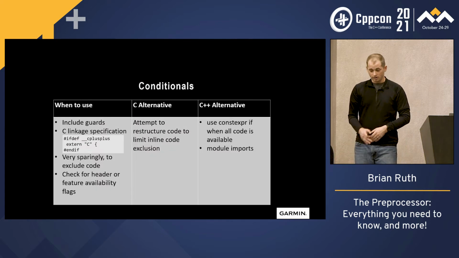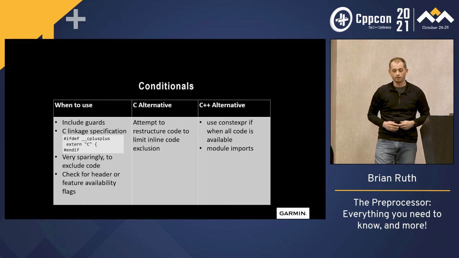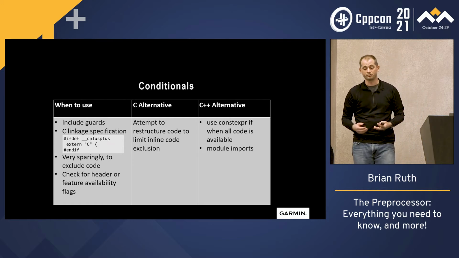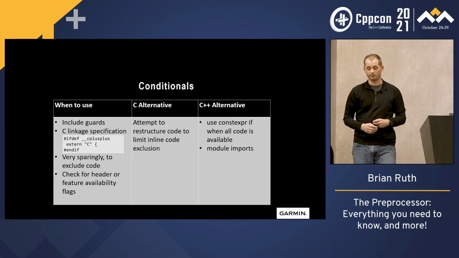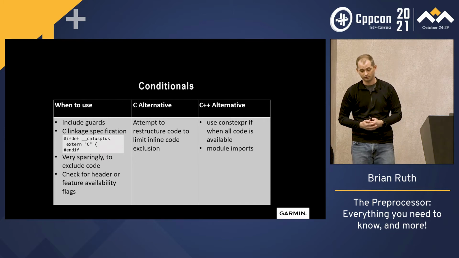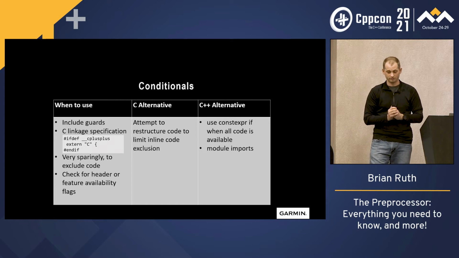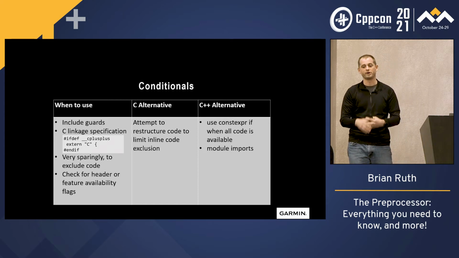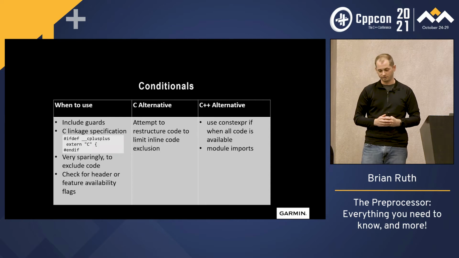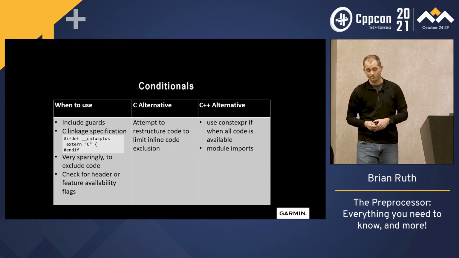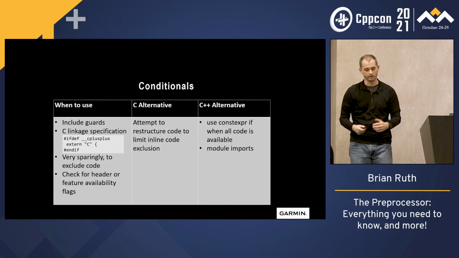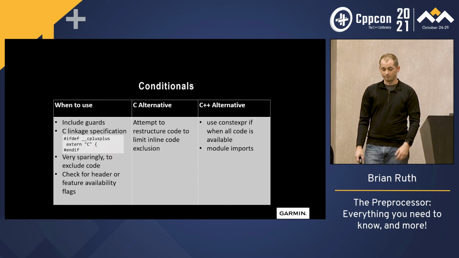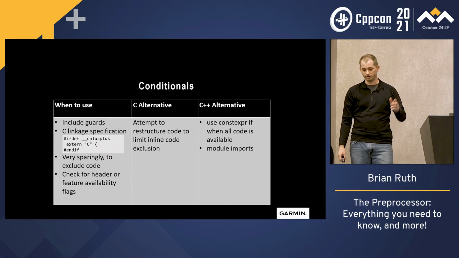And this is, of all that code, the final code that actually gets passed on to our compiler. So for conditionals, they are most often used in include guards. They can also be used for C linkage specification if you need to go back and forth and make sure that the names aren't mangled when you're linking something with C, so that ifdef C++, extern C, you see a lot. You want to use it very sparingly to exclude code. So if you need to reduce your binary size or certain things don't apply in certain situations, you can use that to exclude things. But you want to use it very sparingly because the more you intersperse that throughout your code, the more difficult it is to read and follow and maintain. And you can use it to check for header and feature availability, which I'll show in a second.